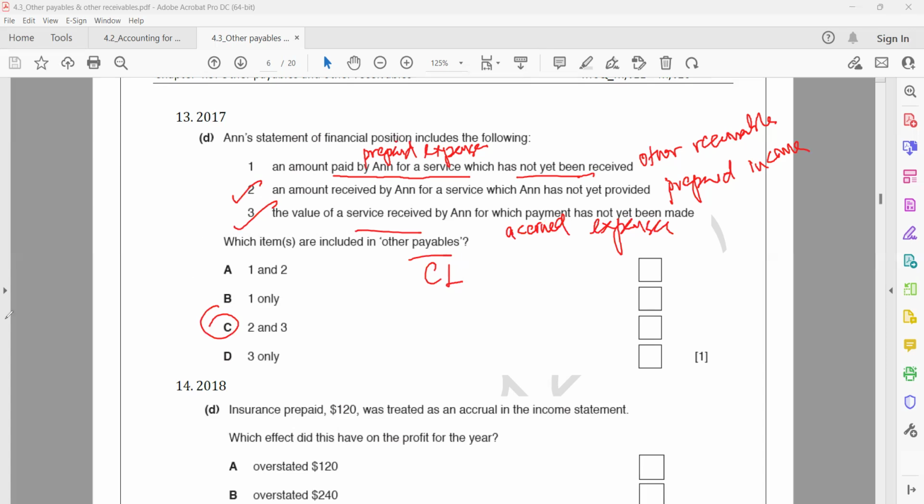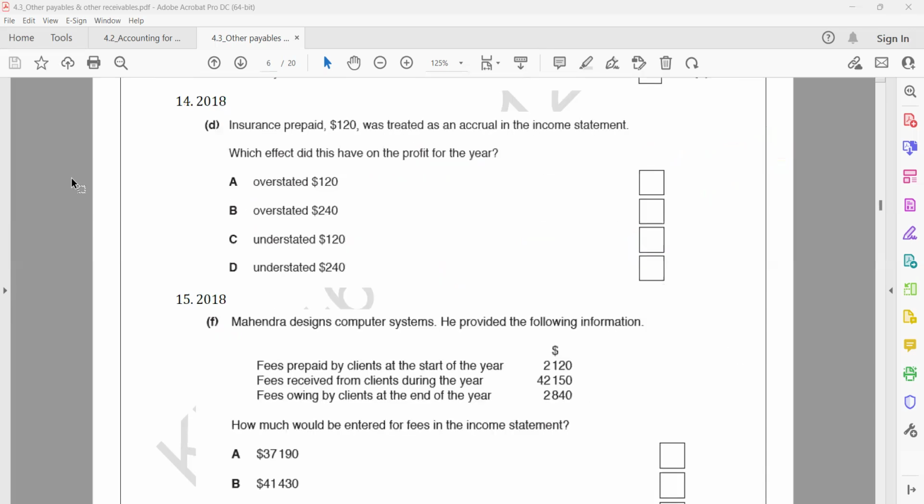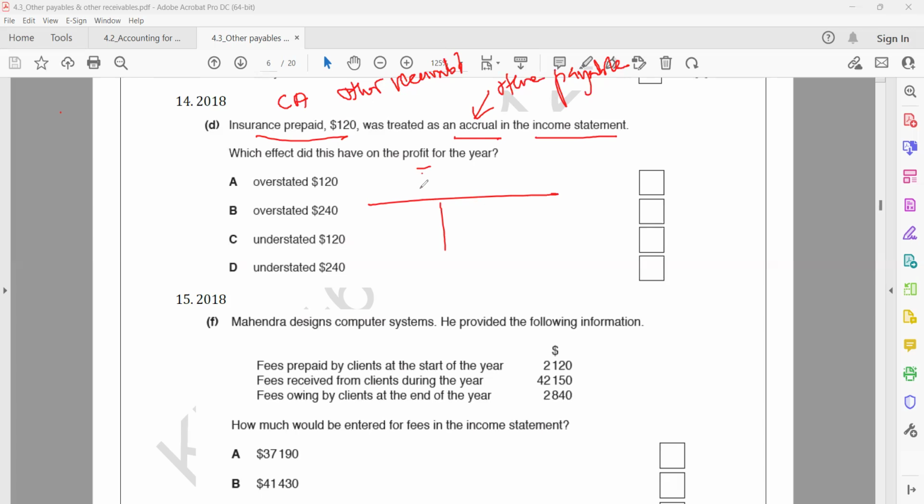Okay, now next. Okay, 14. Insurance prepaid 1,200 was treated as accrued in the income statement. Insurance prepaid is a current asset. By right, it should be other receivable. This accrued is the other payable. So which effect does it have on the profit? By right, this insurance, when we have prepaid, we have to credit out. Okay, this is a balance CD.